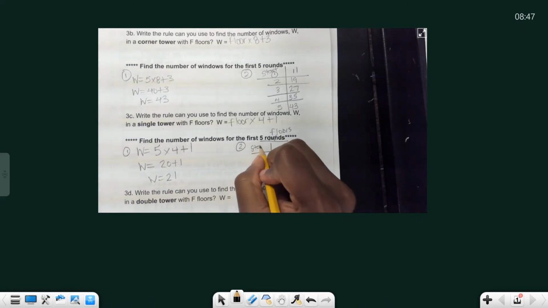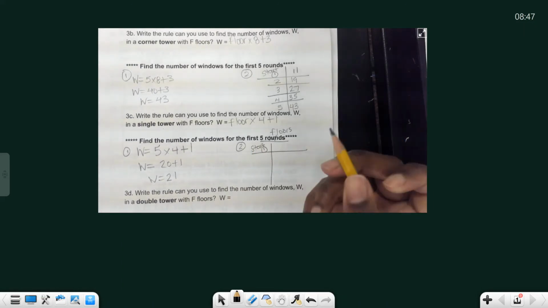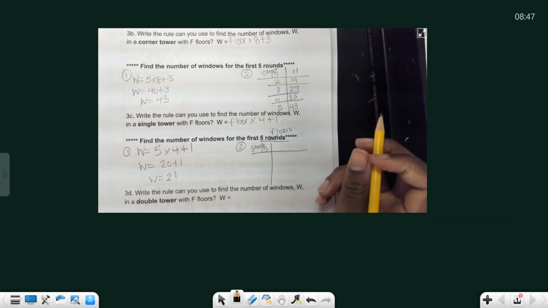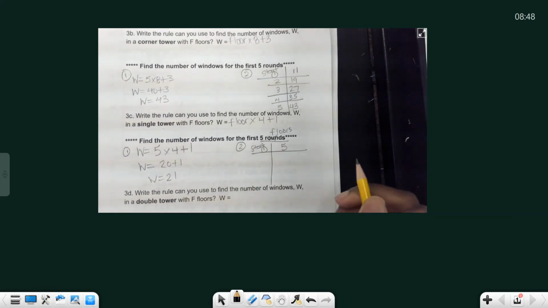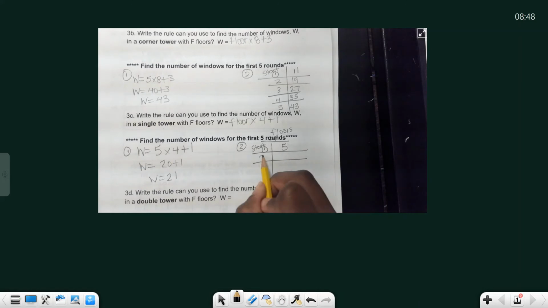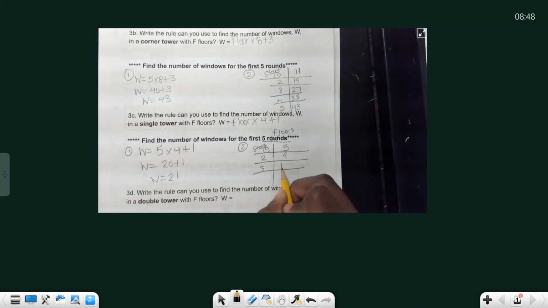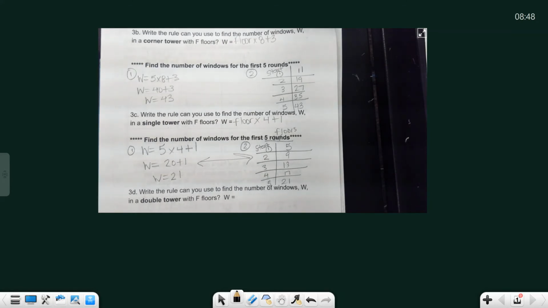We come over here. Our start, which is our first floor or round, starts with how many? 5. And the pattern says to add how many after that? 4. Very good. The second floor has 9, third, 13, fourth, 17, fifth, 21. Same thing. You just have two ways that you can find it. Whichever way you're most comfortable with will be the best way that you should use on the test.